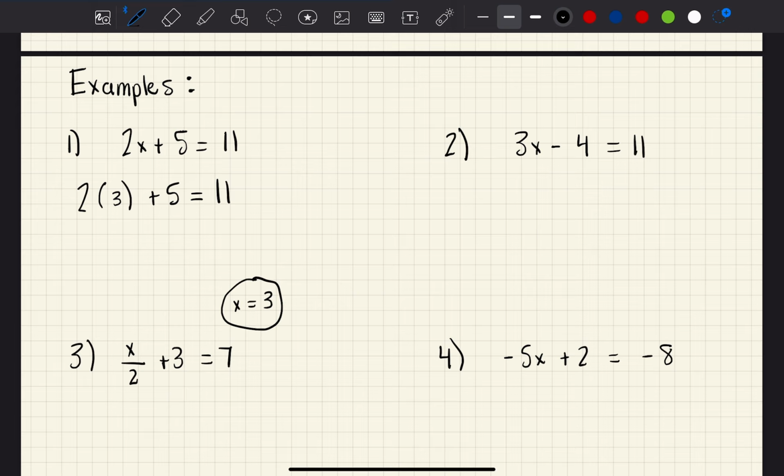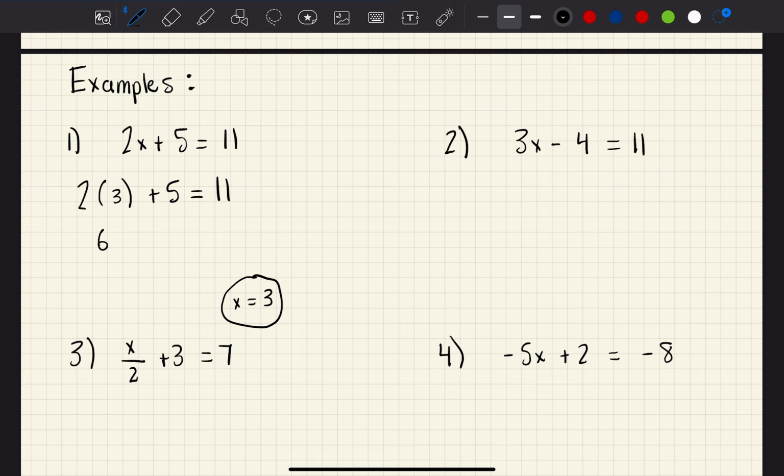So we'll do the multiplication first. 2 times 3 is 6. Plus 5 is equal to 11. 6 plus 5 is 11, which is equal to 11. So we know that is correct.